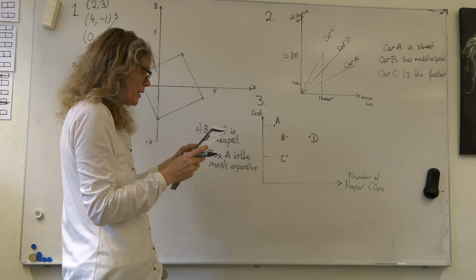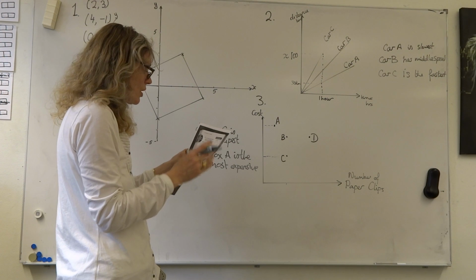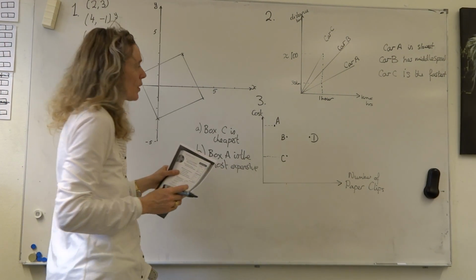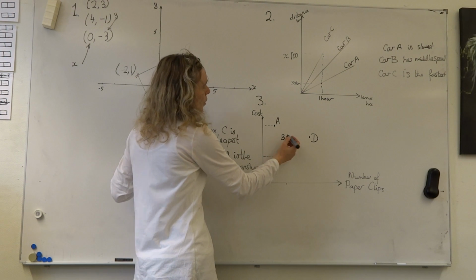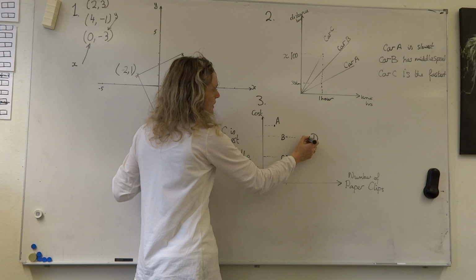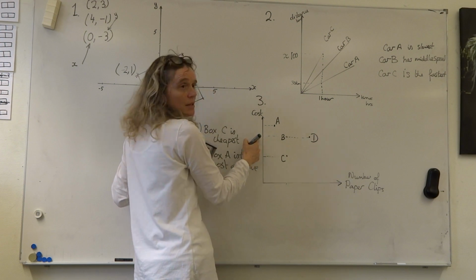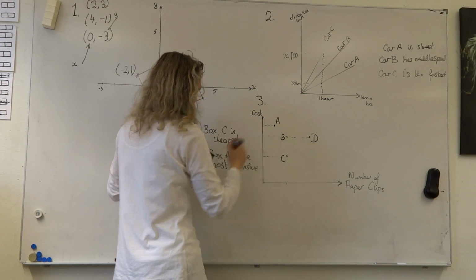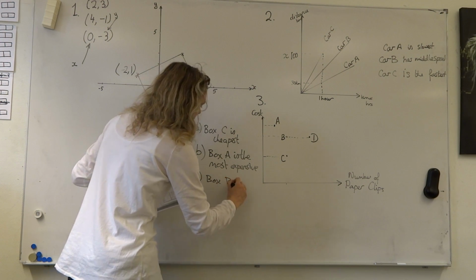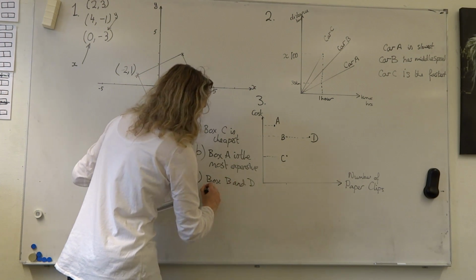Then the next one is, which boxes cost the same amount? Well, there are two boxes that have the same cost. They're on the same line of the y-axis, and that is box B and D. Box B and D cost the same.